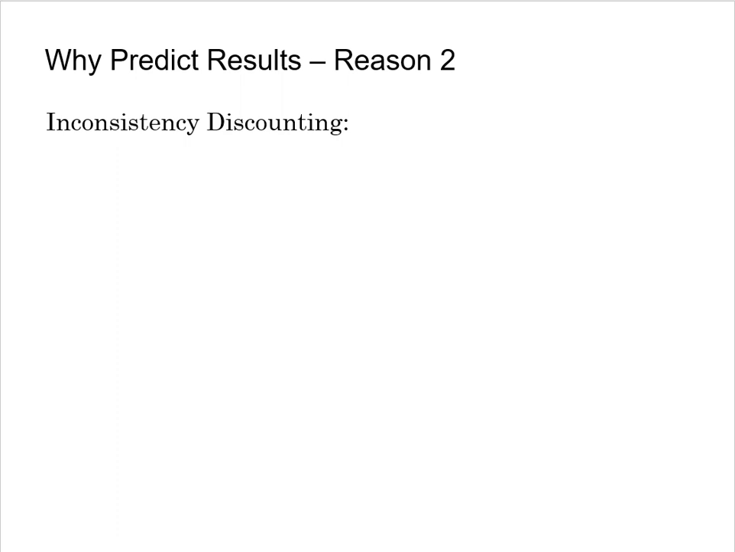The most powerful reasons to start with predicting results come from cognitive psychology. There are two phenomena that drive why it is so important to start by predicting results. The first phenomenon is inconsistency discounting. Psychologists have observed that when humans are presented with two pieces of information that conflict, that don't agree, we tend to trust the first one we receive more.